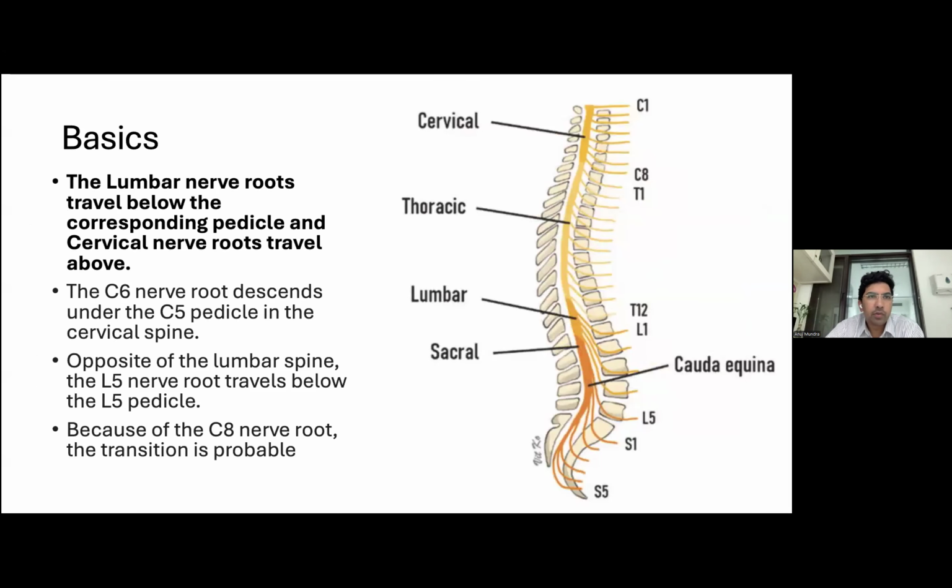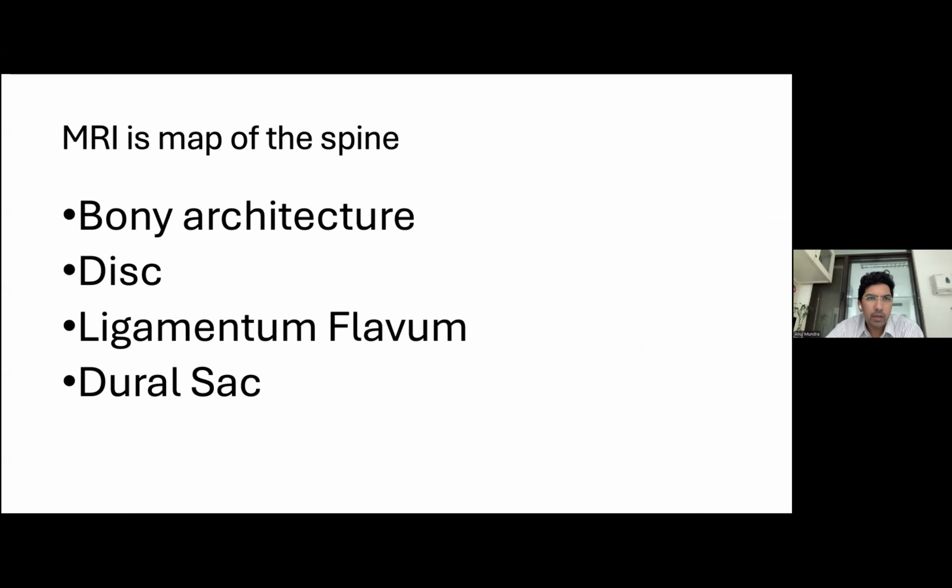Touching some of the basics, the lumbar nerve roots travel below the corresponding pedicle, as opposed to the cervical nerve roots that travel above. MRI is something that needs to be studied very well before going into the surgery. You must analyze the bony architecture, the situation of the disc, ligamentum flavum, and the dural sac.